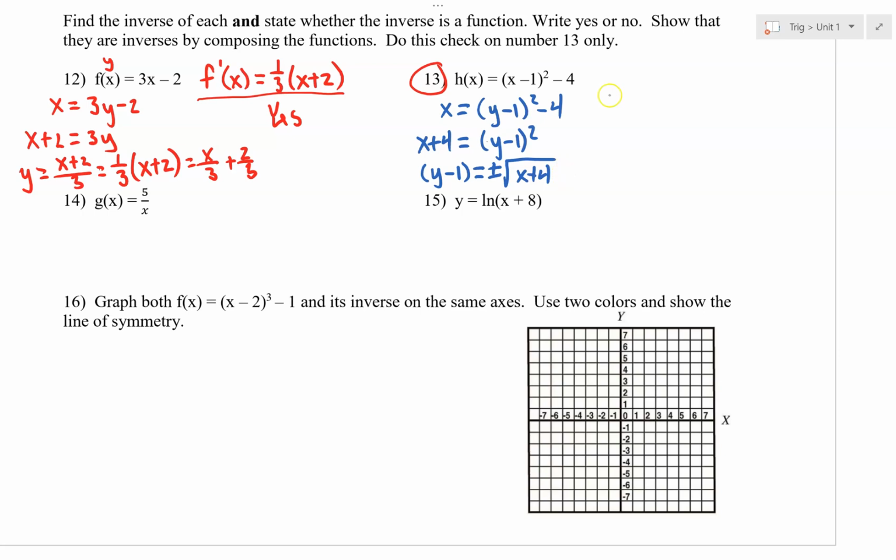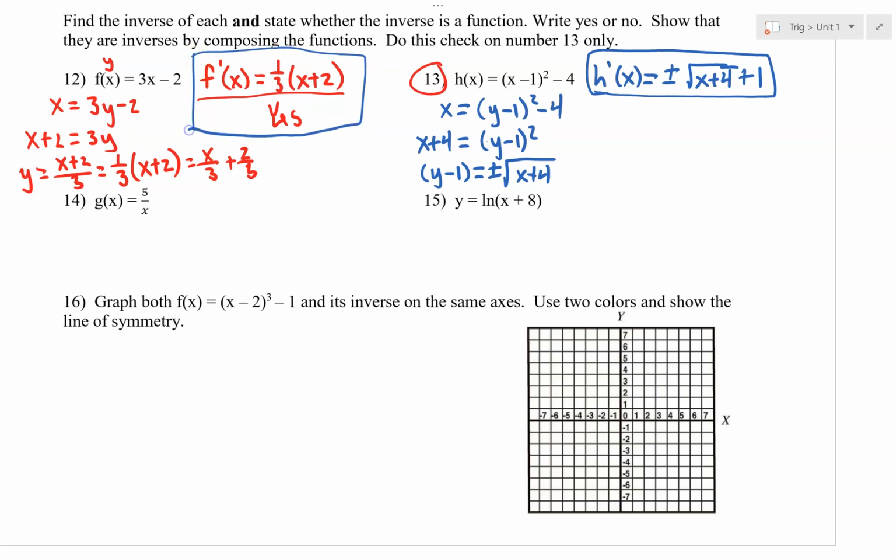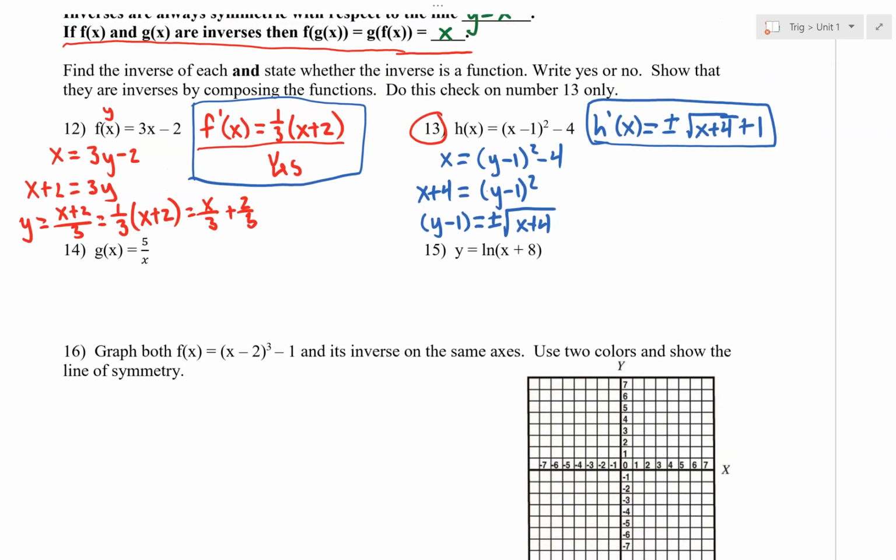Now, once you have that, you're going to move the 1 to the other side. So we're going to have h prime of x is equal to plus or minus square root of x plus 4, and then plus 1 on the outside. Here is the inverse function. This was all of this answer. Now the question is, is this an inverse? And they're saying we should do this by checking to see if this is going to work out.